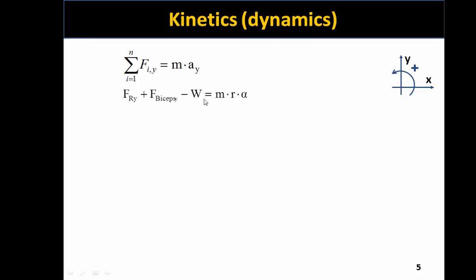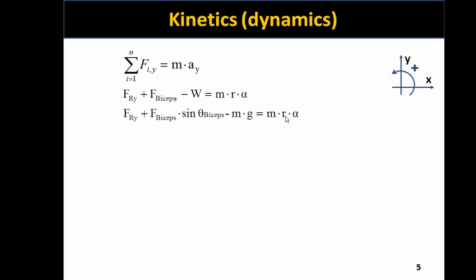Subtract the weight of the arm, and that's going to be equal to the mass times the tangential acceleration, which is in the y direction. It's also tangential because the forearm is perfectly horizontal. So that's r times alpha. We expand the y component to be a function of the resultant force magnitude for the biceps times the sine of the insertion angle. Subtract the mass of the forearm times the acceleration due to gravity. Nothing's changed on the right hand side.